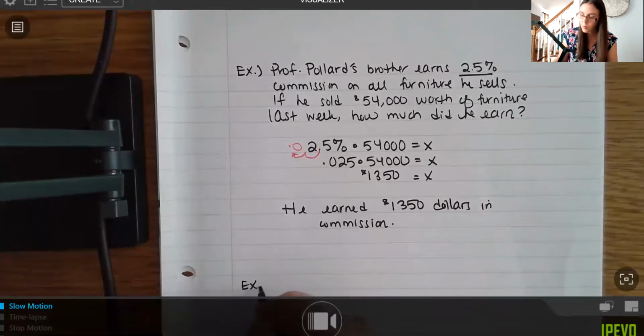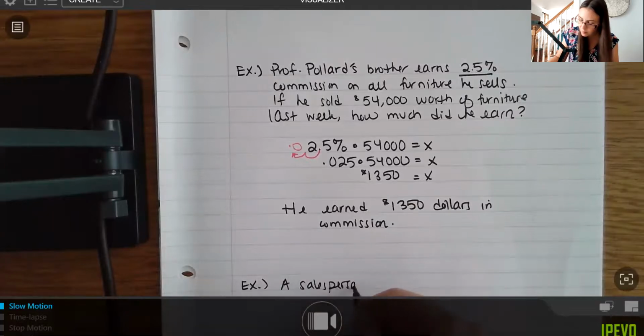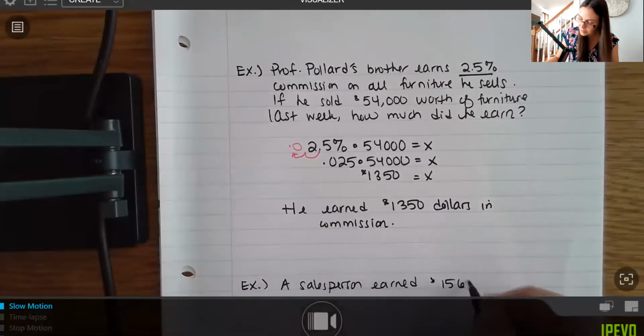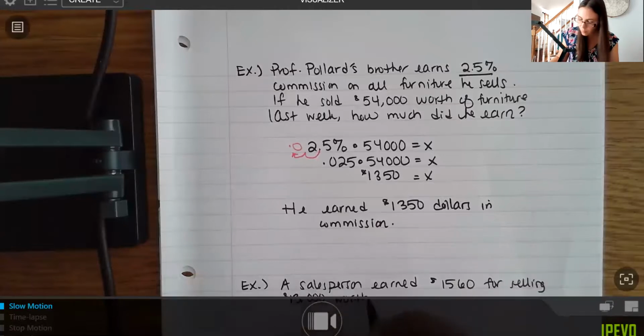All right, let's do one as well, but we're finding the rate. So let's say a salesperson earned $1,560 for selling $13,000 worth of electronics equipment.